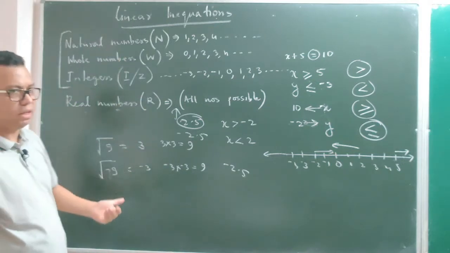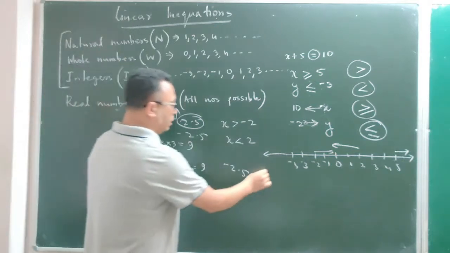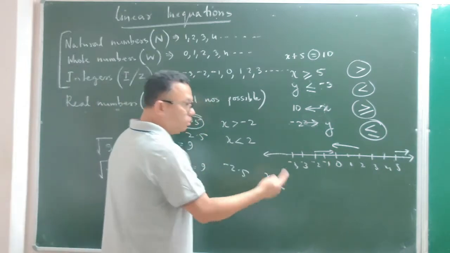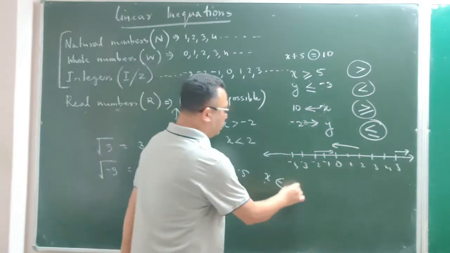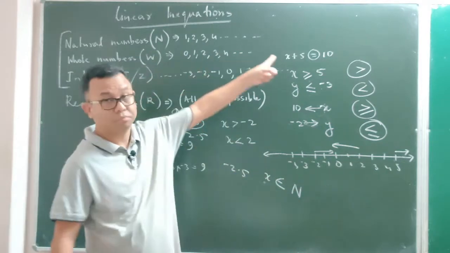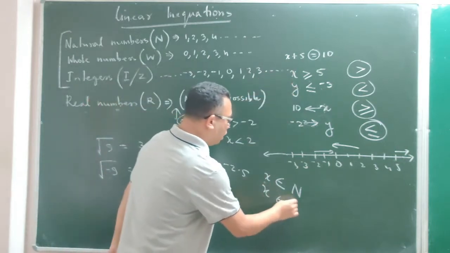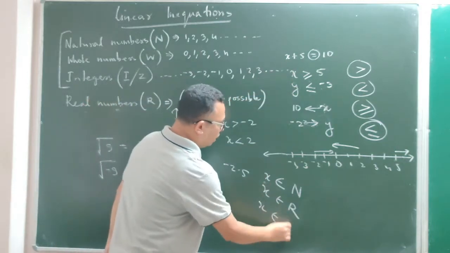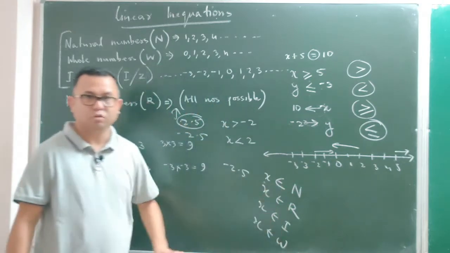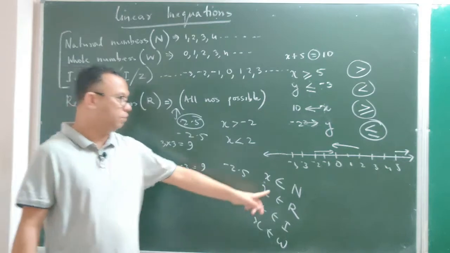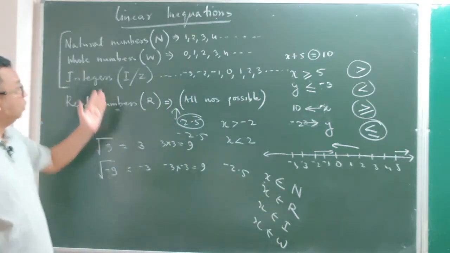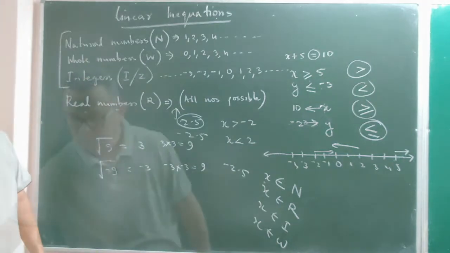Because in every question they will tell you x belongs to... this symbol is what is used for "belongs to", meaning which family x belongs to. Then they say x belongs to natural numbers, that means your answer should be only from the natural numbers. Or they may say x belongs to R, or x belongs to I, or x belongs to whole numbers. So every question will have this "belongs to". Belongs to means in which category it belongs. It may belong to any one of the four. That's why it is absolutely necessary that you know the meaning of these four.